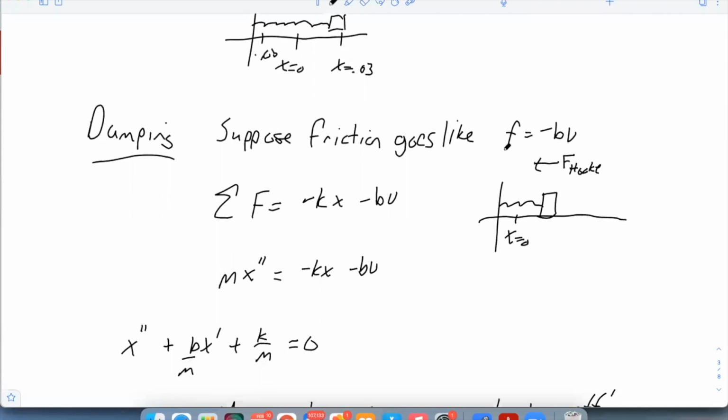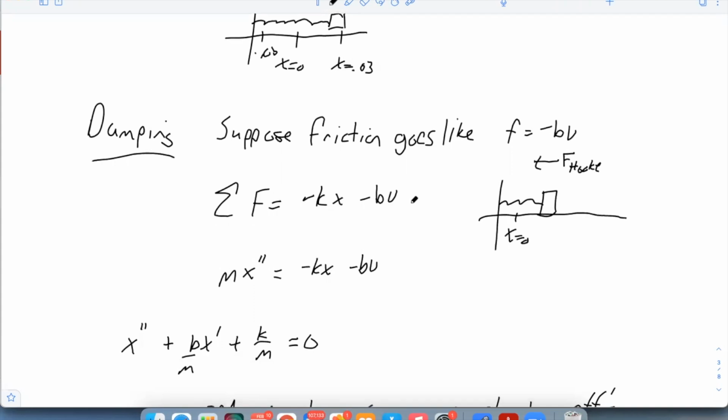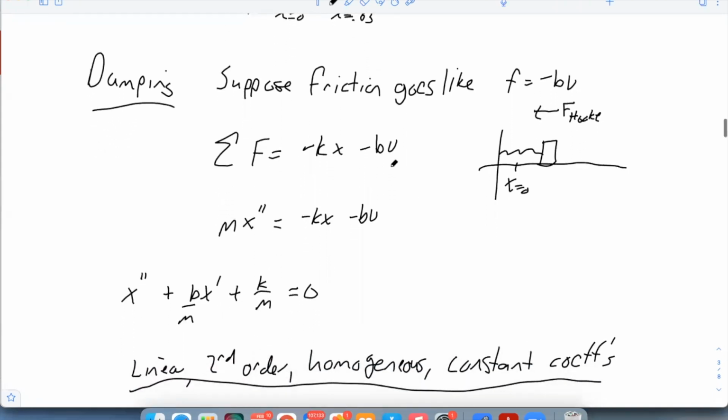So I've got some frictional force here, and let's assume that this frictional force points in the opposite direction of whichever direction I'm moving. So my frictional force is some negative times my velocity. If I'm moving to the right, friction would point to the left to slow me down. Remember, of course, velocity is just the first derivative of position. So the sum of my forces, I still got Hooke's law, and now I've got this frictional force.